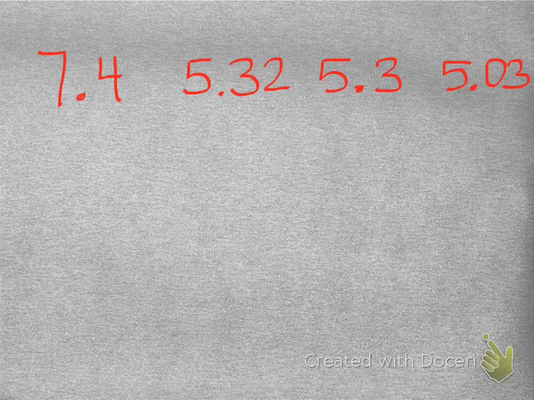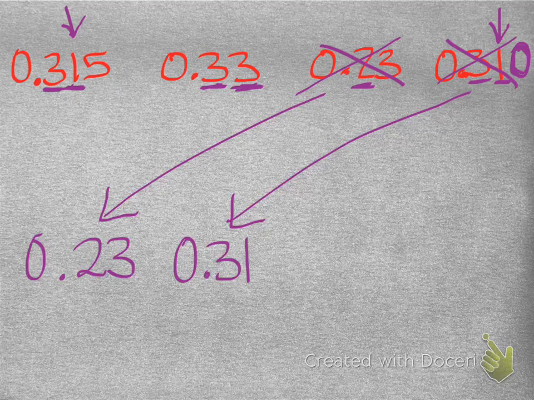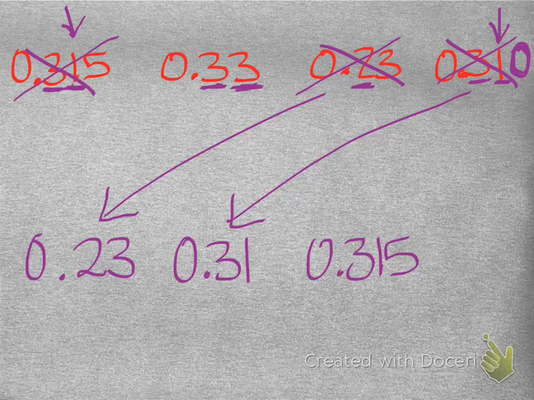Used him. Oopsies. Sorry about that. And then I would say, well, then this one must come next, 0.315. And the last one has to be 0.33. So remember, as you go through the decimals, the smaller they get. So the tenths, the hundredths are really tiny, the thousandths are even tinier. And then we can put them in order.